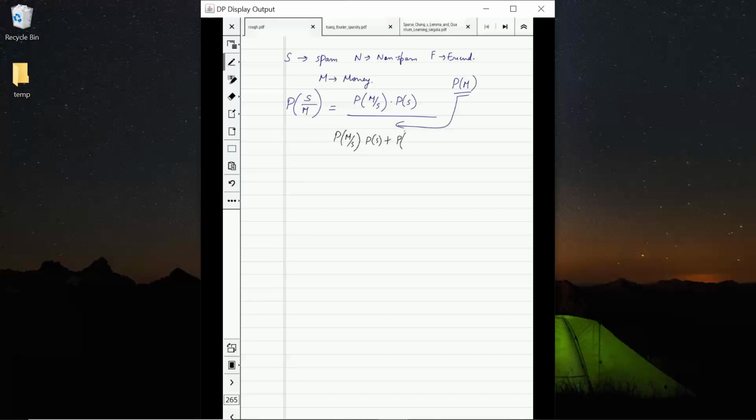One is when it is coming from non-spam. And the last one when it is coming from friend. You know all the relative frequencies, so the exercise is to calculate this value. It's not a hard exercise, you just have to take the required ratios and you can figure this out.